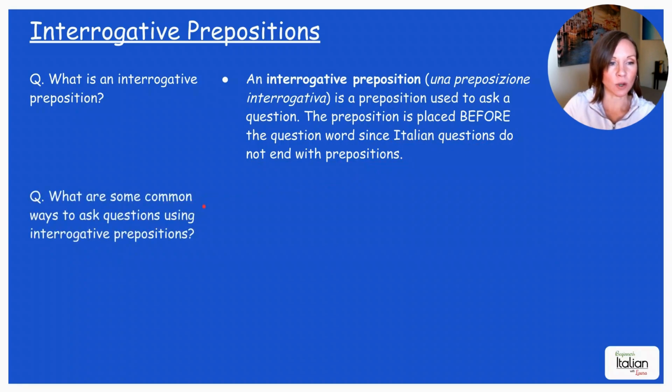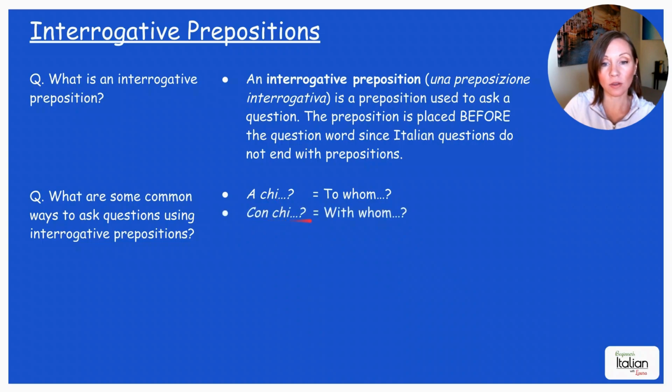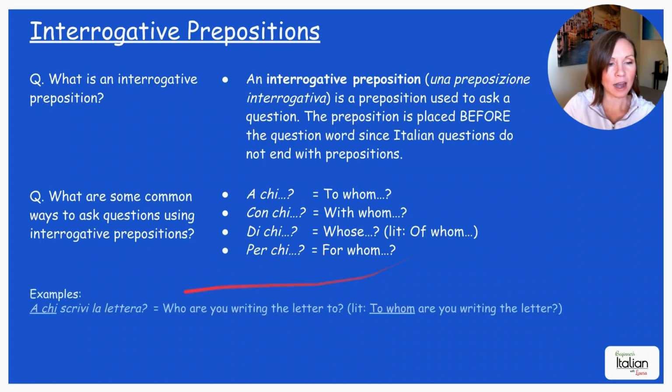What are some common ways to ask questions using interrogative prepositions? So we have a chi, to whom; con chi, with whom; di chi, I'll just say whose, but it's literally of whom; and per chi, for whom. For example, a chi scrivi la lettera? Who are you writing the letter to? You're literally saying, to whom are you writing the letter?